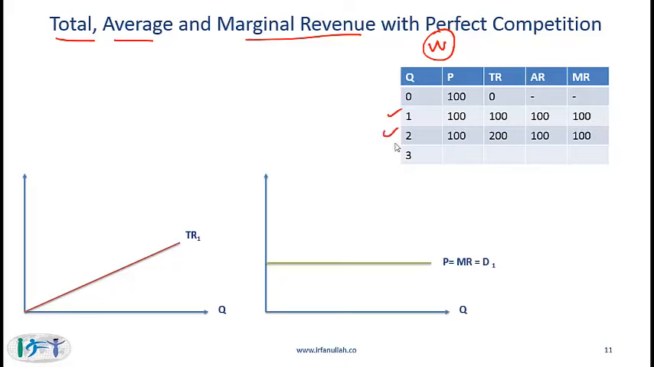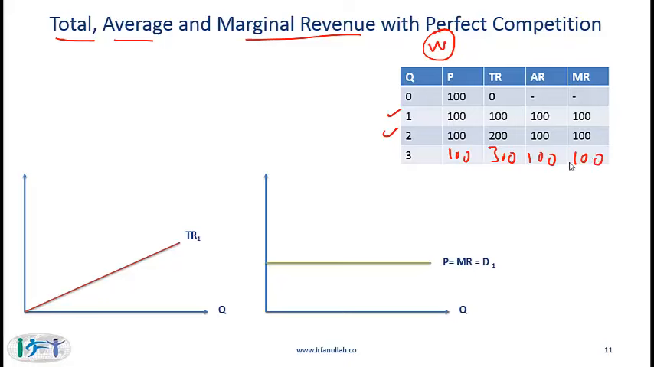When you sell two widgets, all the numbers are the same except total revenue, which is now 200, 100 into 2. If you sell three widgets, the price would still be 100, total revenue would be 300, the average revenue would be 300 over 3, which again is 100, and the marginal revenue is 100.